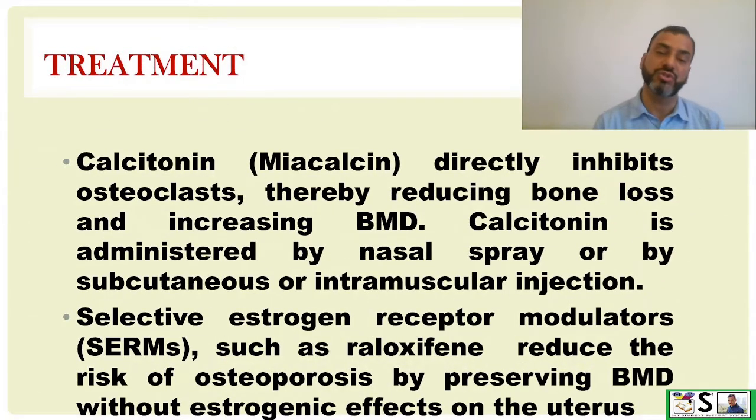Then calcitonin directly inhibits osteoclast activity, thereby reducing bone loss and increasing bone mass density. Calcitonin is administered by nasal spray, subcutaneous, or intramuscular injections. Selective estrogen receptor modulators are also given, such as raloxifene, to reduce the risk of osteoporosis by preserving the bone mass density without estrogenic effect on the uterus.